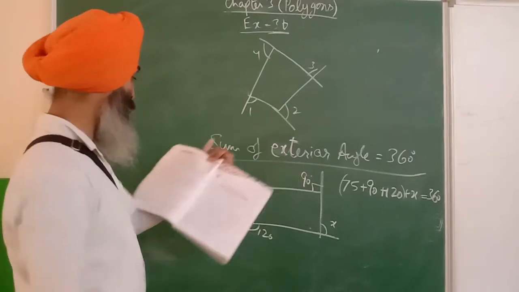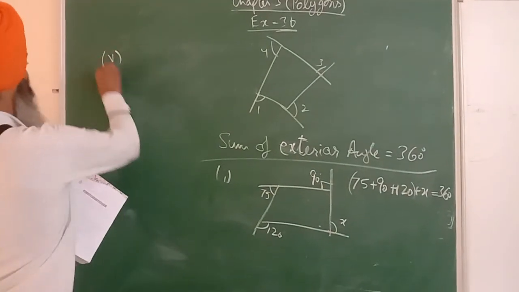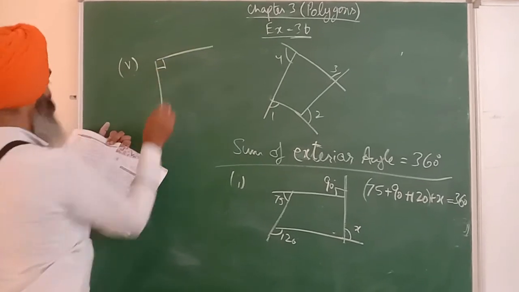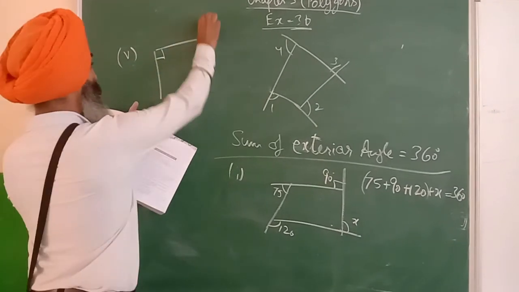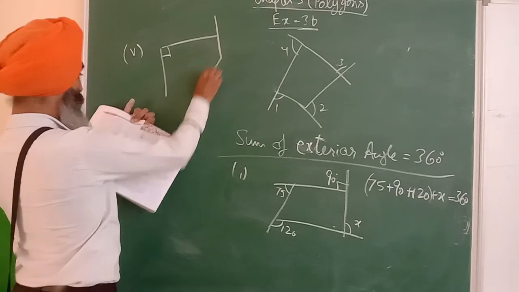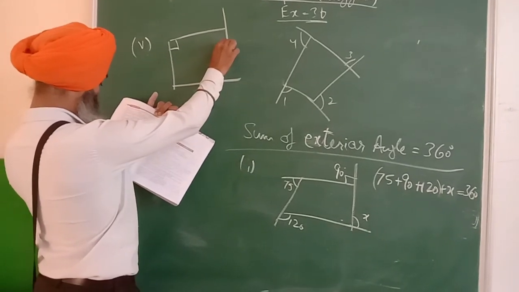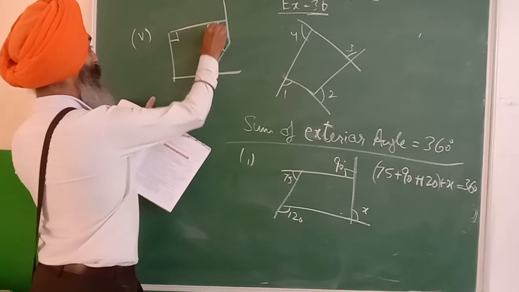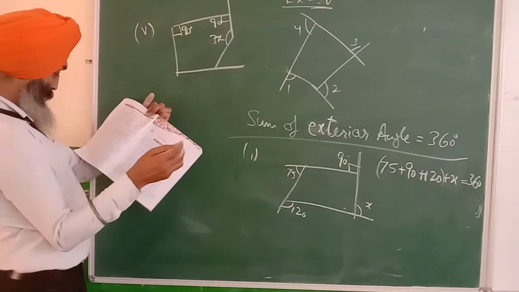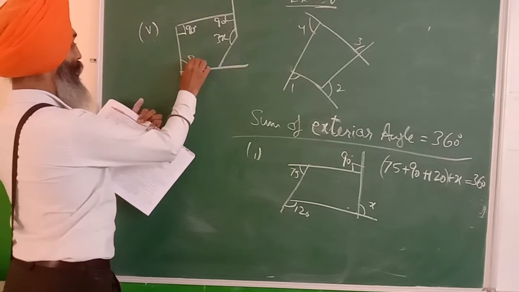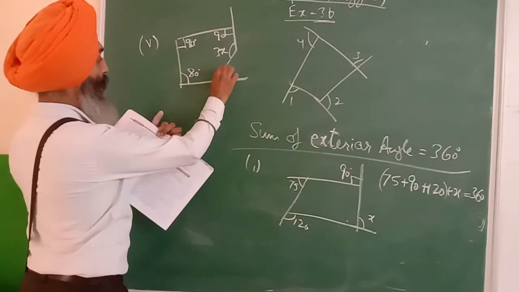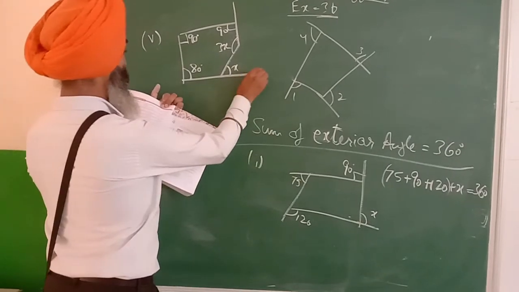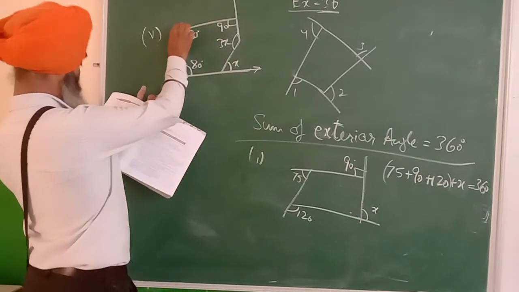In the same way, there are other types of questions. Let us discuss the fifth part also. In the fifth part, you have a diagram like this, in which two interior angles are given, and another in the form of x. This is 90 degrees, this is 90 degrees, this is 80 degrees, and this is x. Okay everyone, let us discuss this question.